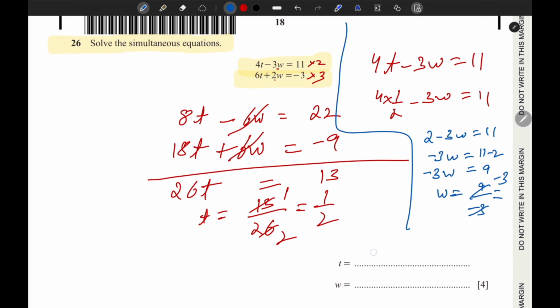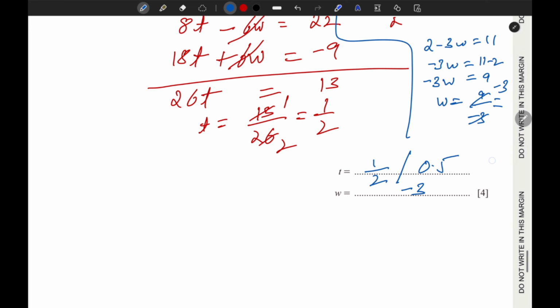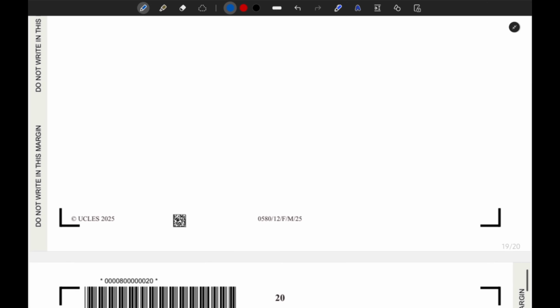So our final answer: t is 1 by 2, or you can write 0.5, and w is minus 3. So student, I think this was the last question. Yeah, so that's the end of this question paper.